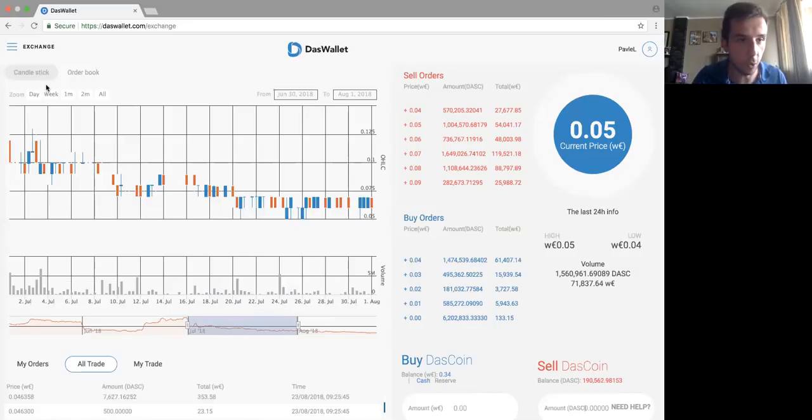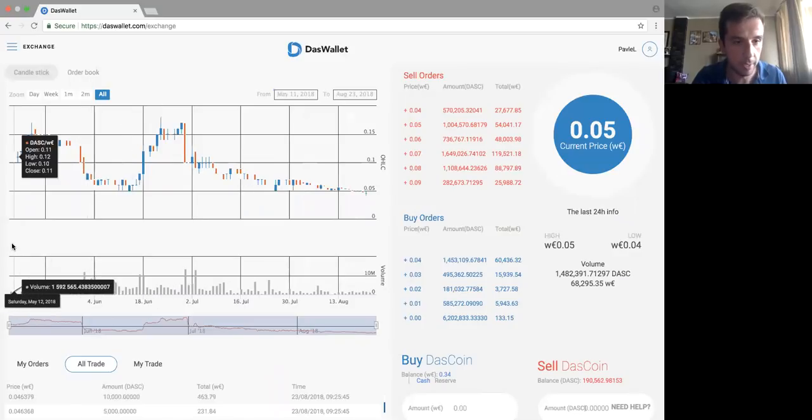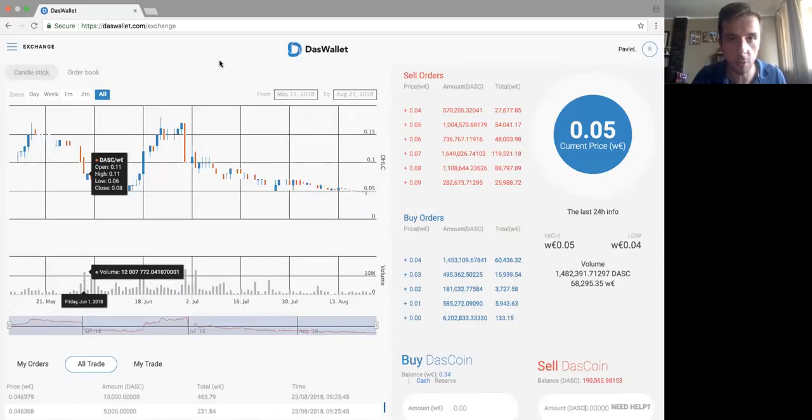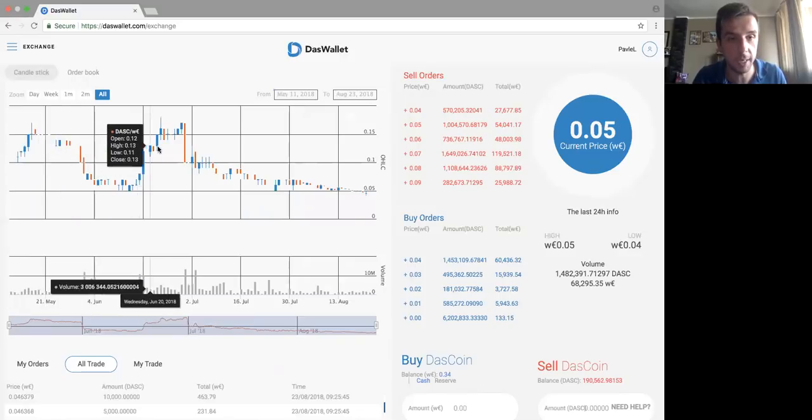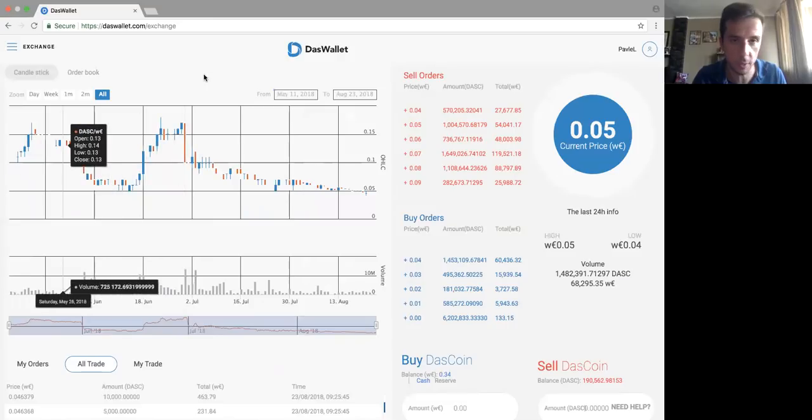Again, you can of course say, give me everything, okay? So give me the biggest time frame possible, which is from May 11th to August 23rd. And then you guys can see visually how the tendencies work. So you have that nice graph that shows you what is going on.